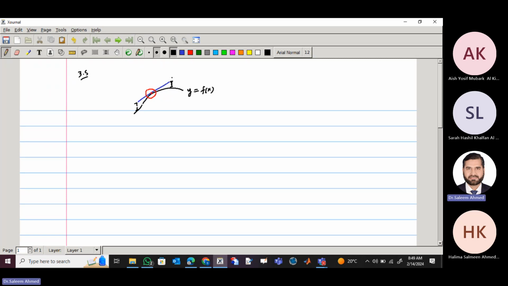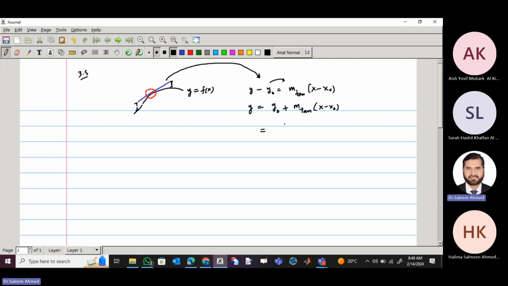So you remember that when we have y equal to f of x, then y minus y naught is equal to m times x minus x naught is the equation of the tangent line, right? This tangent line has this equation. So I can write y is equal to y naught plus m times x minus x naught.